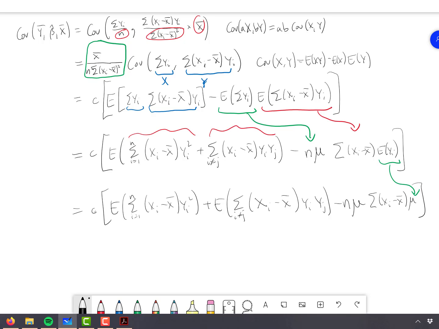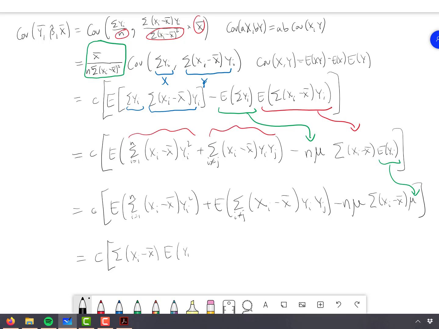Then in the next line of our equation, we can apply some further properties. We see here we have, not the expectation yet, we want to actually factor out that constant term xi minus x bar here.